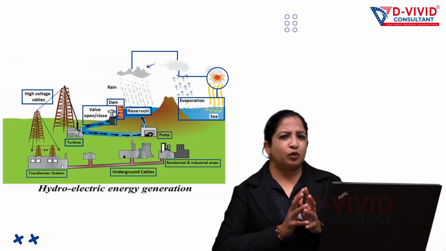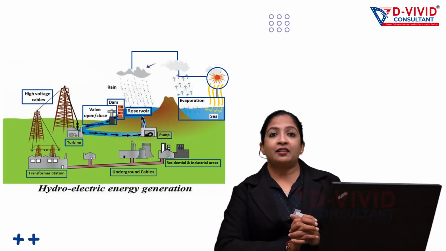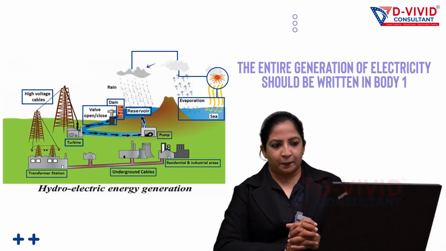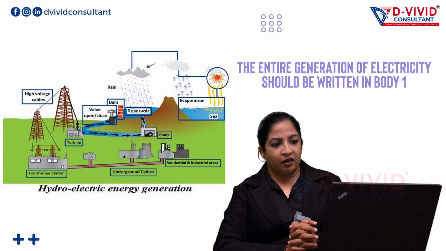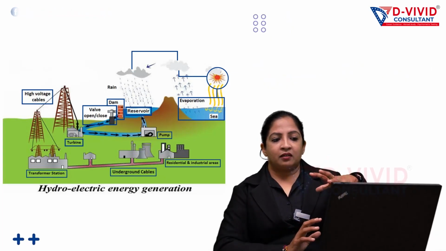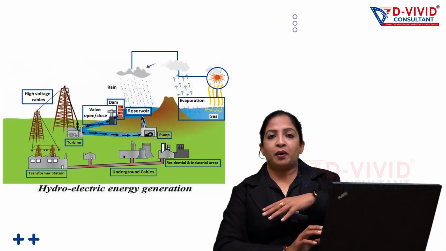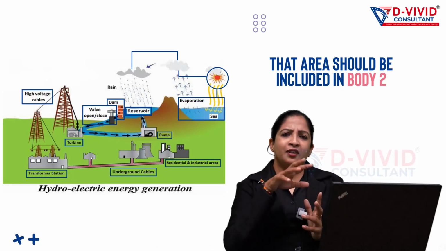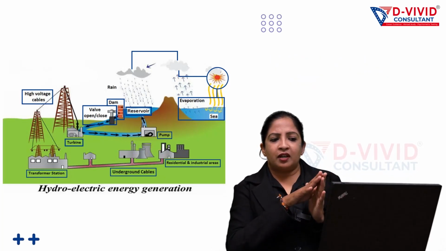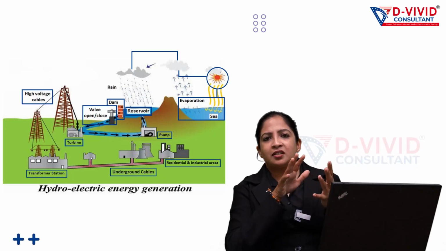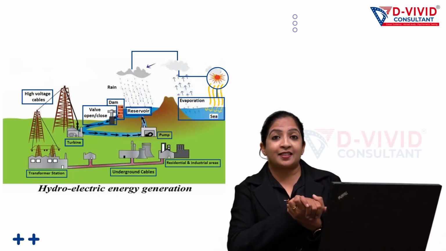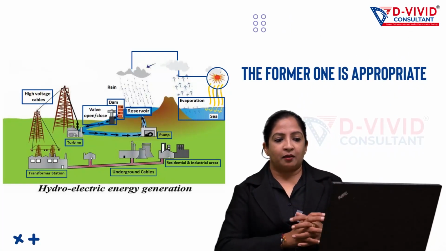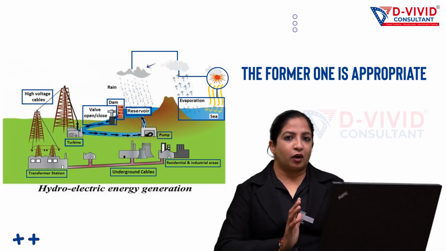So do you think this would work, or the other way around? I can say that the entire generation of electricity should be written in body 1, and the part where the water is again pumped back into the reservoir should be included in body 2. So do you think that this will very much reduce the size of body 2? Yes. So I think the former one is appropriate to divide the content into body 1 and body 2.